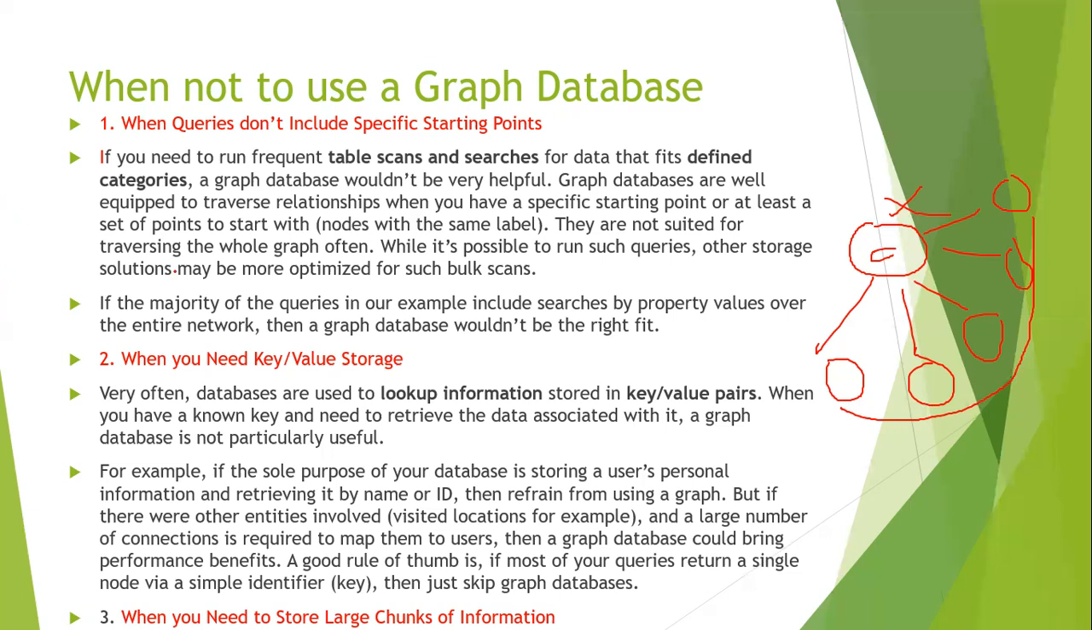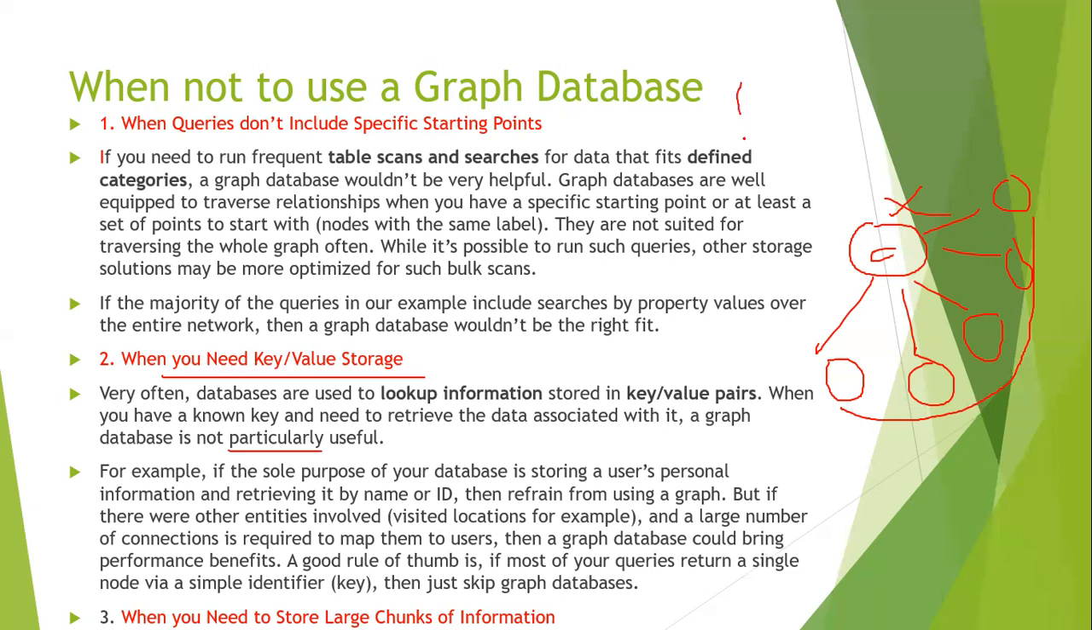Next, when you need key-value storage. If you want to store the values along with the keys, that means indexes and the respective values also, if you need to retrieve the data from the database, the graph database will not give you the information like that. So very often databases are used to look up the information stored in key-value pairs. When you have a known key and need to retrieve the data associated with it, a graph database is not particularly useful.